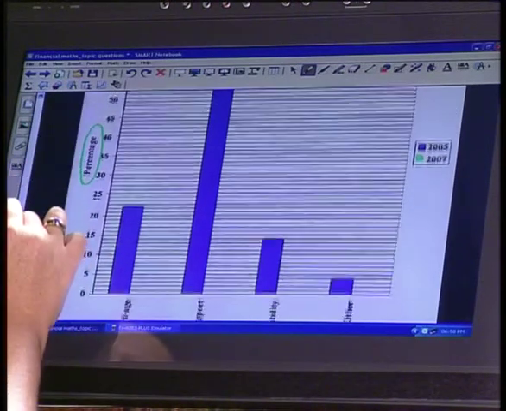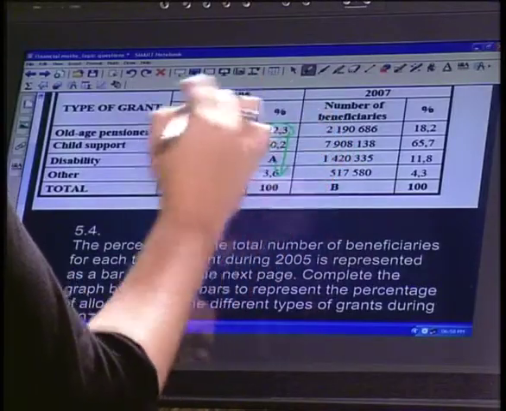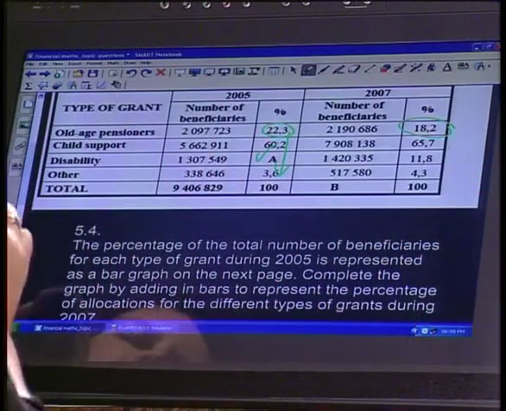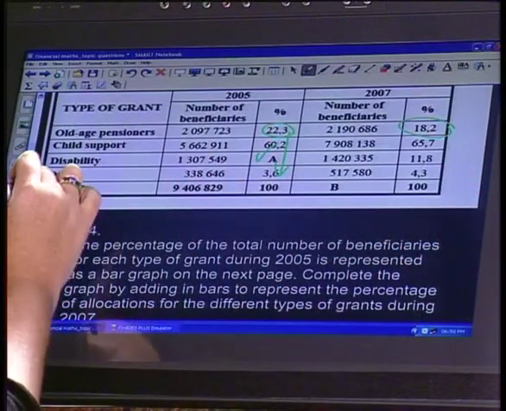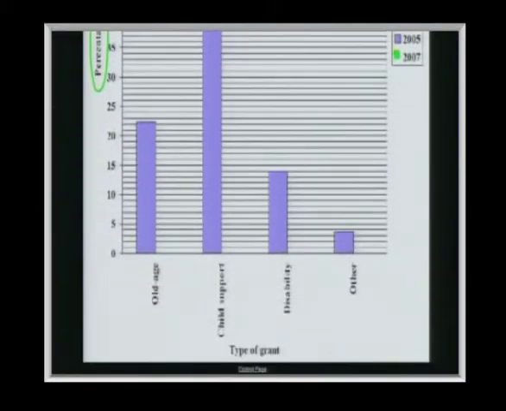So we're going to look back at our table and we're going to use the percentages that they've given us. They've drawn these ones, so that's already done. We're going to be drawing these ones here. So the first one is old age pensioners at 18.2. Looking at our graph, there's 15. We need to go up to 18, 16, 17, 18, and slightly over. Not the most accurate with this pen, but you can get the idea, and obviously shade it in.